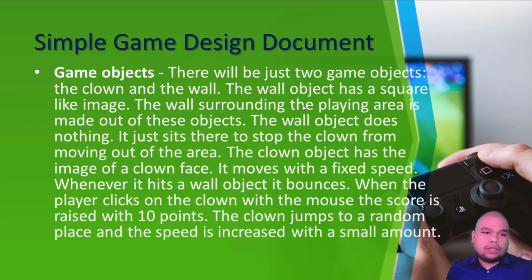So we'll be proceeding to the simple game design document. We'll be specifying the contents and mechanics of the game in here. The first one is your game objects. There will be just two game objects: the clown and the wall.